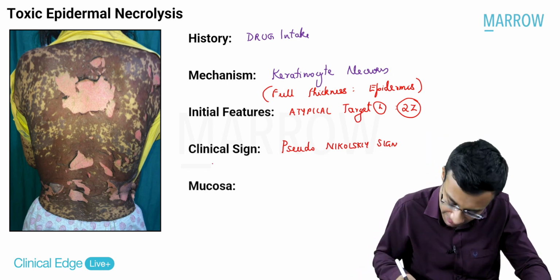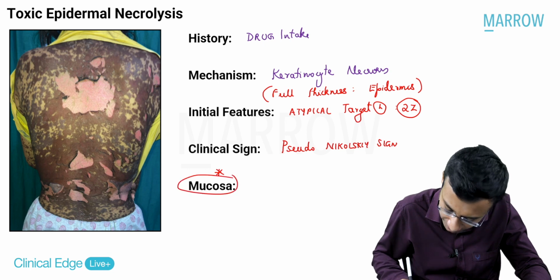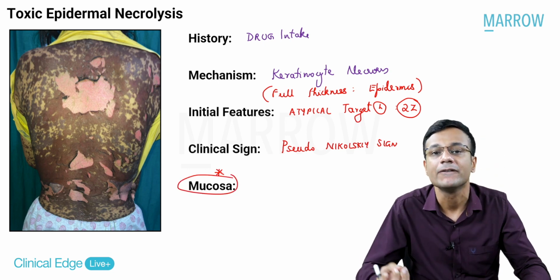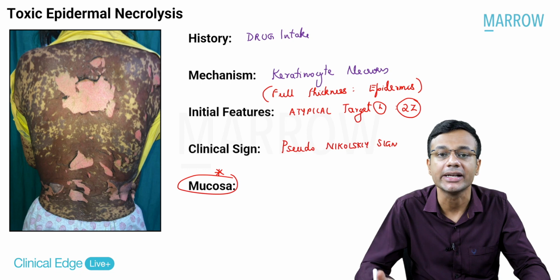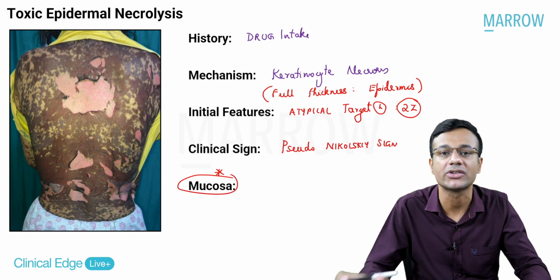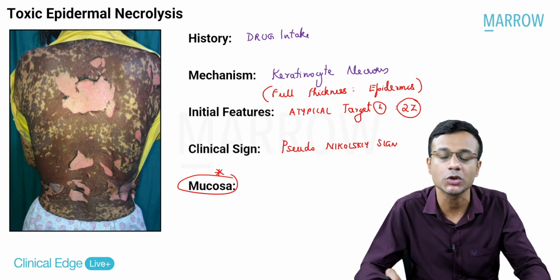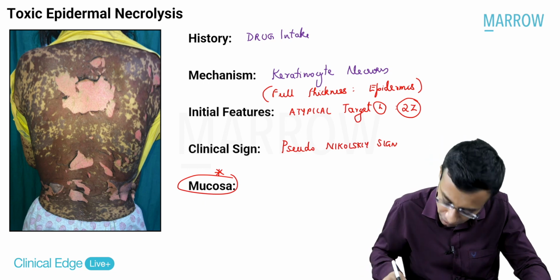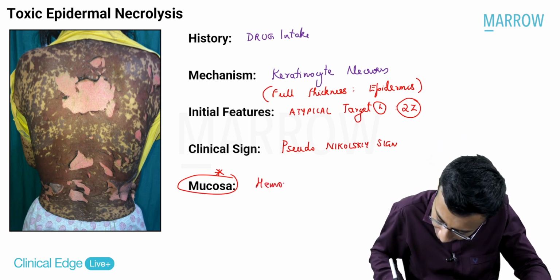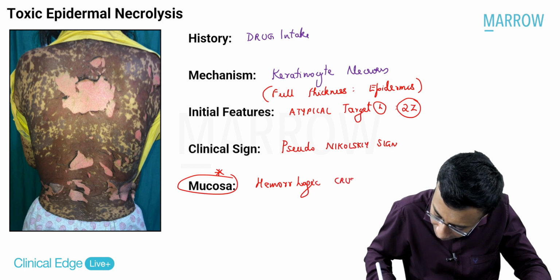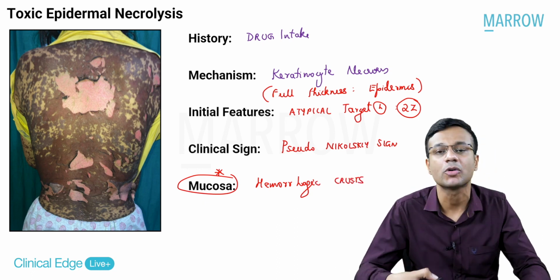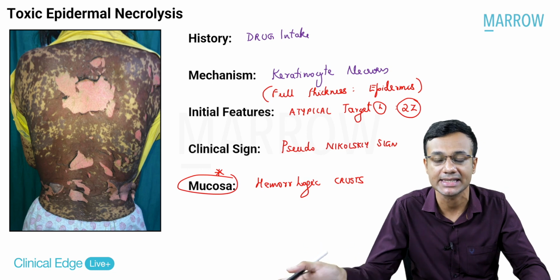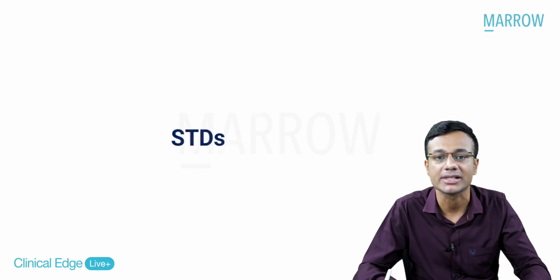Very, very important. When we define in our regular classes what is the definition of TEN, we call it an acute, life-threatening, severe, mucocutaneous drug reaction. That means mucosa should be involved in a patient of TEN. So here you're going to get hemorrhagic crusts. So these are the key points to distinguish between SSSS and toxic epidermal necrolysis.